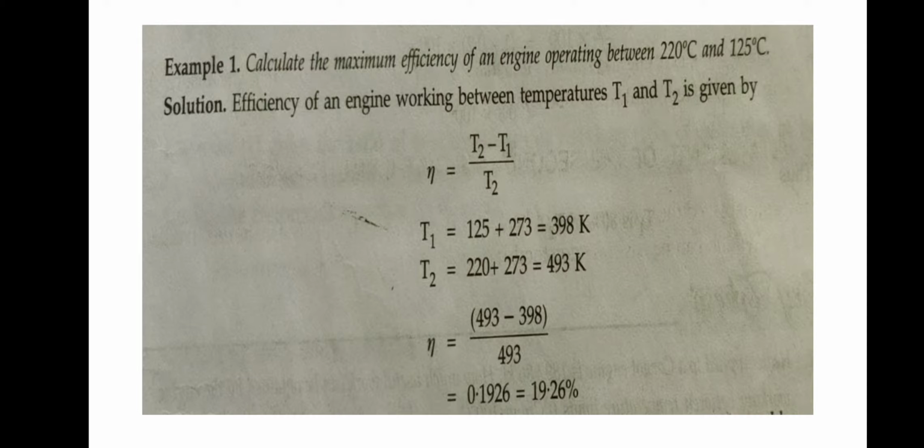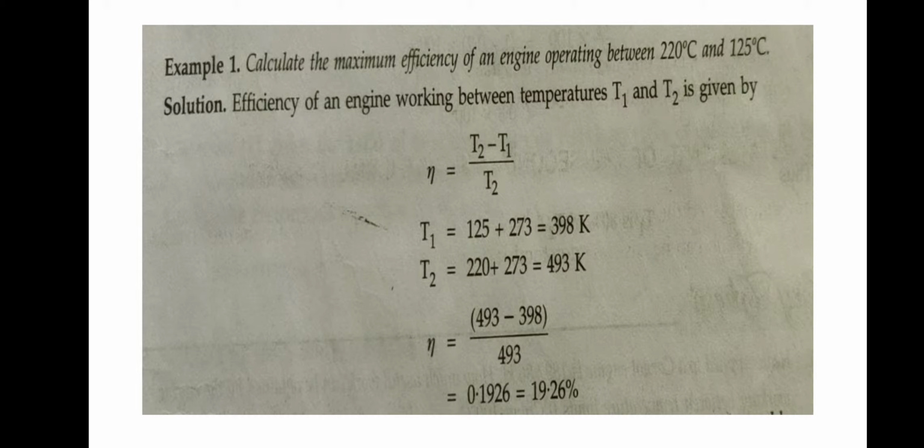First question. Calculate the maximum efficiency of an engine operating between 220 degrees Celsius and 125 degrees Celsius. Clear? So we are given the two temperatures, initial and the final. We know the formula of efficiency eta is T2 minus T1 divided by T2. As we know, the temperatures are taken in Kelvin. So, adding 273 to the temperatures, it will become 125 plus 273, that is equals to 398 Kelvin.